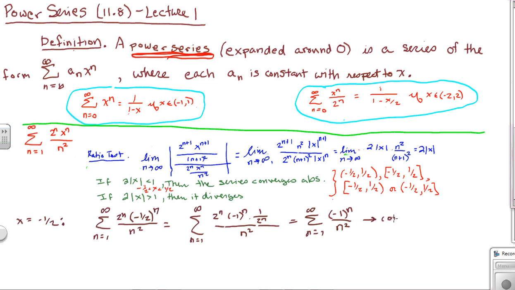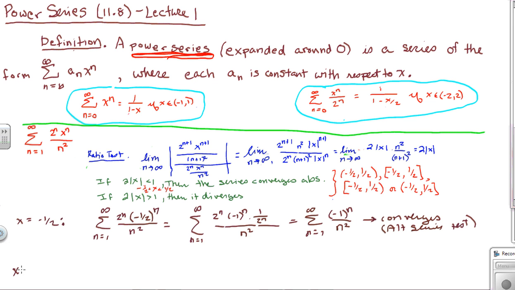This converges. And that's the alternating series test that gives us that it converges. Or you may notice it converges absolutely because 1 over n squared converges. We'll get that in the next one.